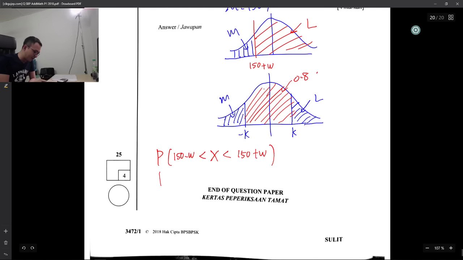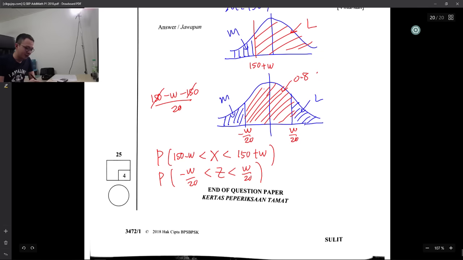From X, I change to the Z value. I need to subtract 150 and divide by 20, which is minus the mean over the standard deviation. 150 minus 150 minus W gives negative W over 20, and doing the same for the other gives W over 20. So these two values are negative W over 20 and W over 20, and the probability between them equals 0.8.